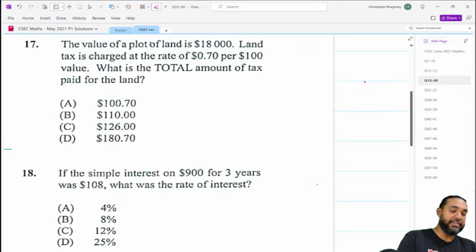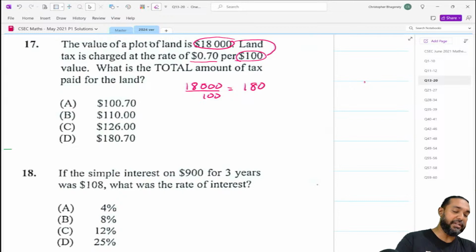First things first, it's 70 cents per 100, not 70 cents on every dollar. So we have a value of $18,000. We want to find out how many groups of 100, how many hundreds are in 18,000? So you take your 18,000 and divide by 100. That's going to give you 180. So that's how many groups of 100 there are.